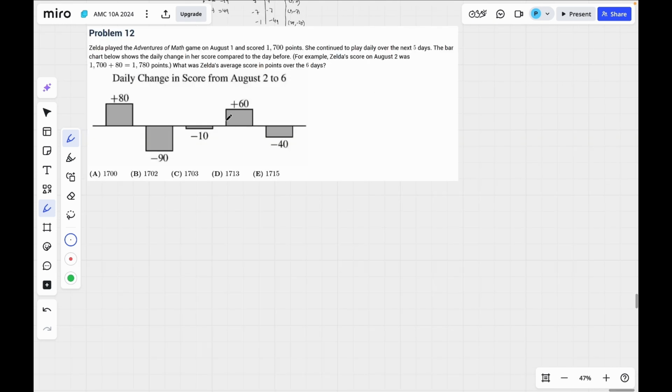Alright, now, problem 12. Zelda played the Adventures of Math game on August 1st and scored 1700 points. She continued to play daily over the next 5 days. The bar chart below shows the daily change in her score compared to the day before. For example, Zelda's score on August 2nd was 1700 plus 80 equals 1780 points. What was Zelda's average score in points over the 6 days? So this is pretty straightforward. One way we can do this is to just calculate her daily score.